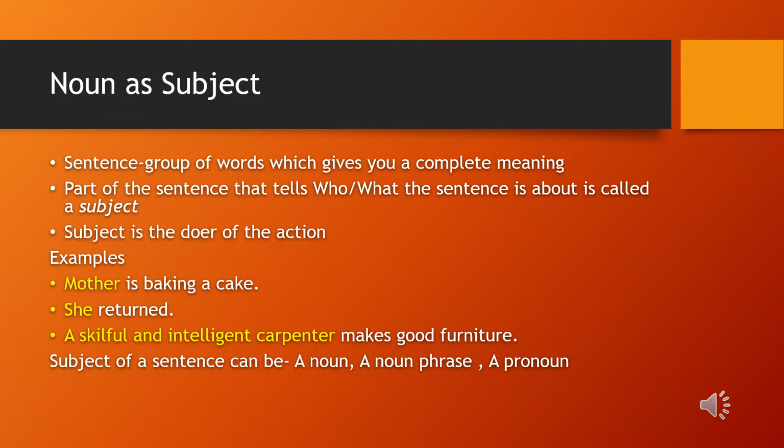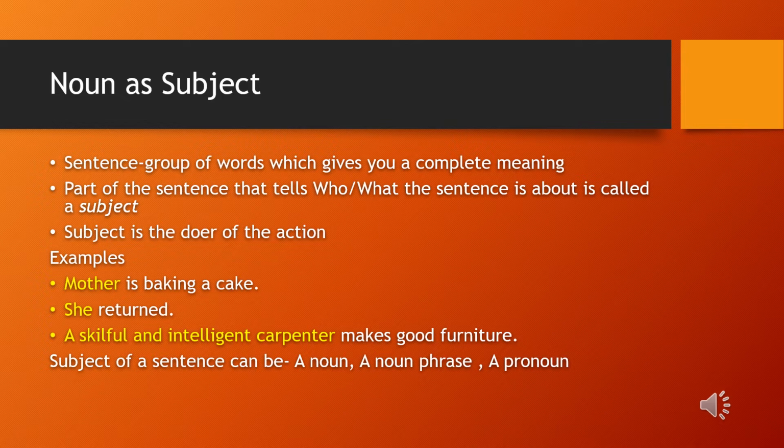For example, in the sentence, mother is baking a cake. Who is the doer of that action? Mother. So, mother is the subject. She returned. Who is the doer of that action? She. So, she is the subject. A skillful and intelligent carpenter makes good furniture. Here, who is the doer?